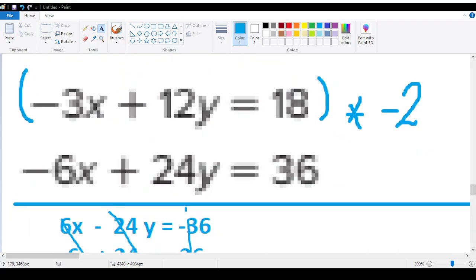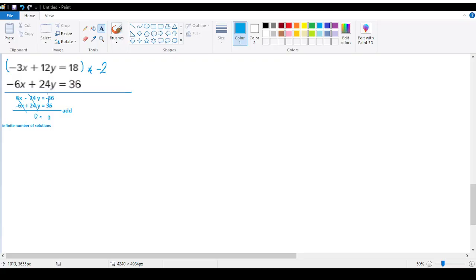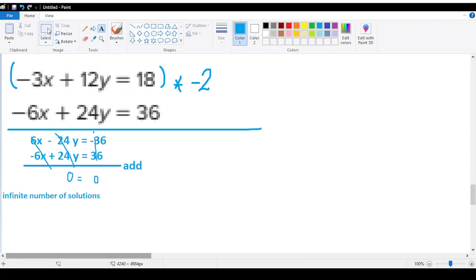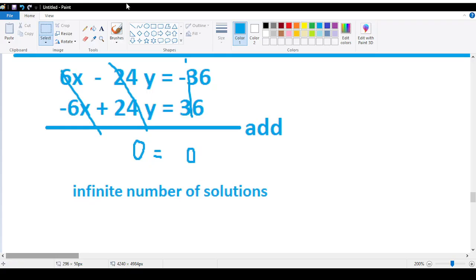Now, these numbers I will put in the calculator. Can you see the calculator? So I'm going to write minus 3, and then 12, and then 18, and minus 6, 24, and 36. What does the calculator say? Infinite solution. Why is it infinite solution? Because the final result makes sense. Look, it says 0 equals 0.